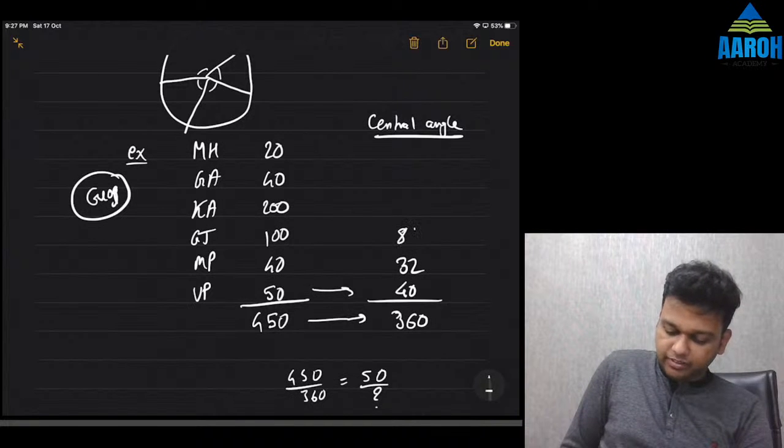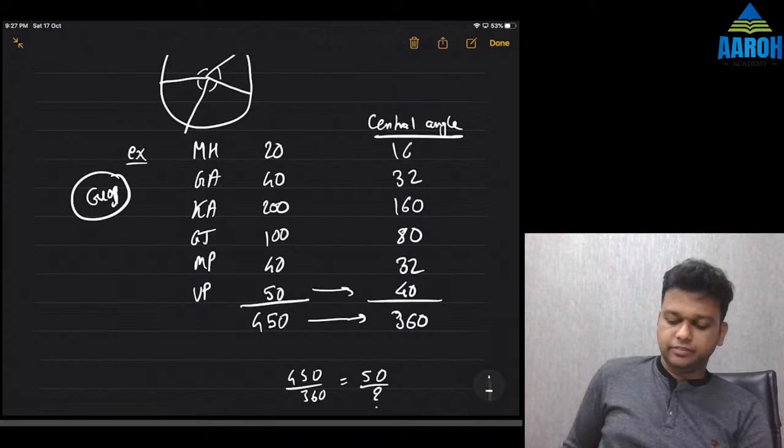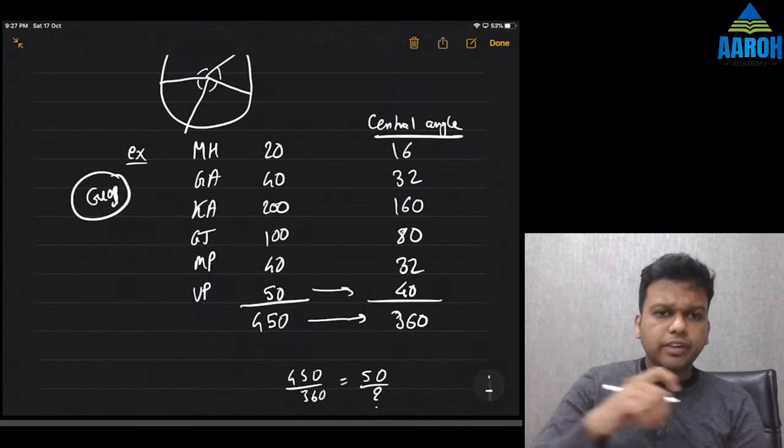This one will be 80. This one will be 160. This one will be 32. This one will be 16. So that is how we have to draw central angles.